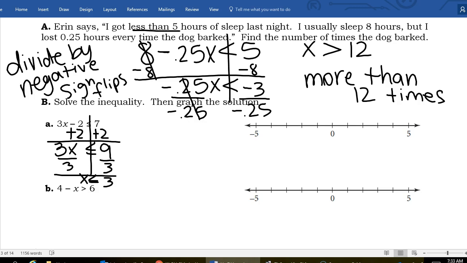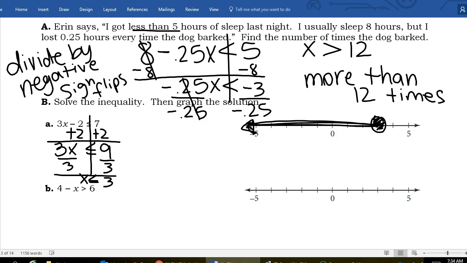Now I'm going to graph this the same way that we graphed it in the previous lesson. We're going to circle 3 on the number line. We are going to color it in because we have that or equal to on our inequality symbol. And it's a less than, so my arrow points to the left, so I am going to shade to the left. And that's it.